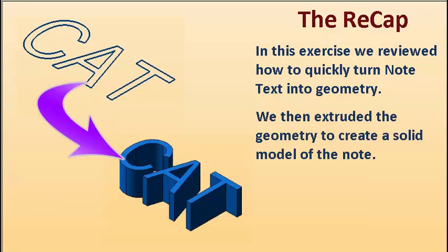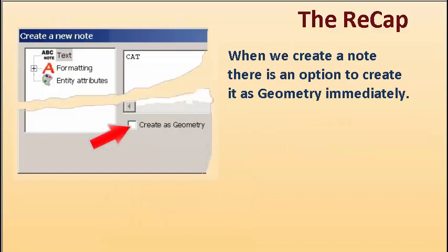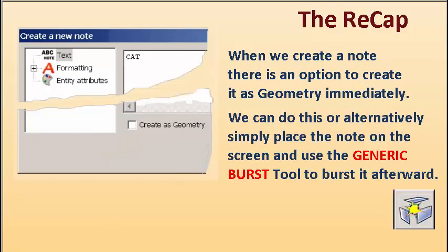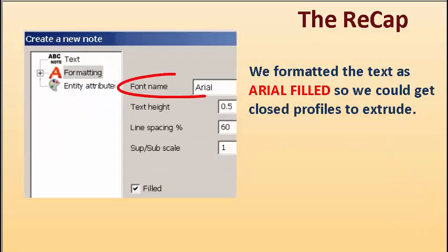So let's recap. In this exercise, we reviewed how to quickly turn note text into geometry. We then extruded the geometry to create a solid model of the note. When we create a note, there is an option to create it as geometry immediately. We can do this, or alternatively, simply place the note on the screen and generic burst it afterward.